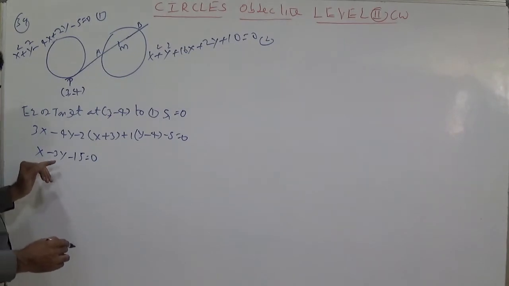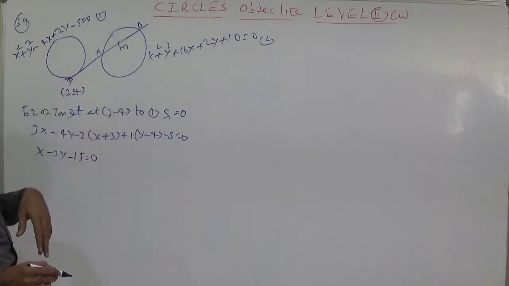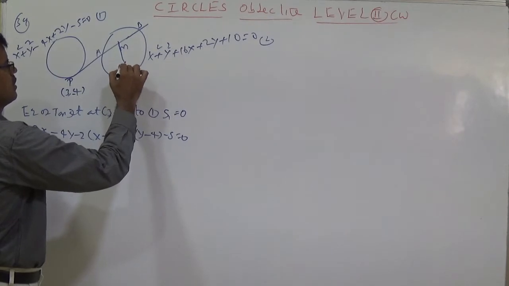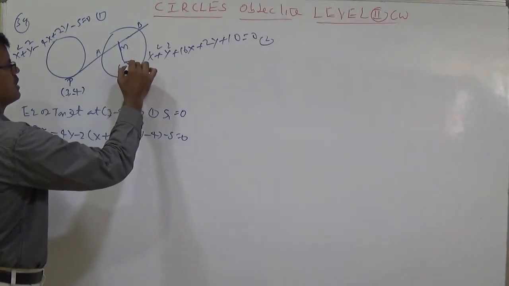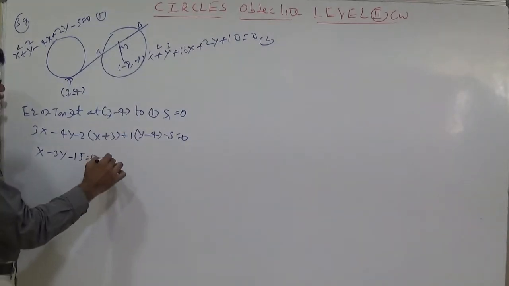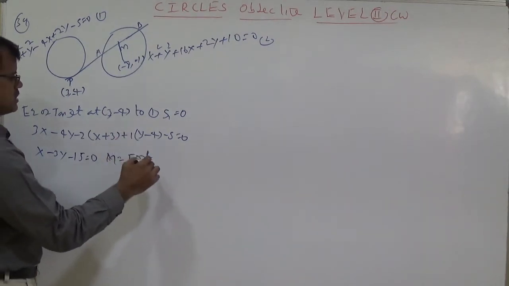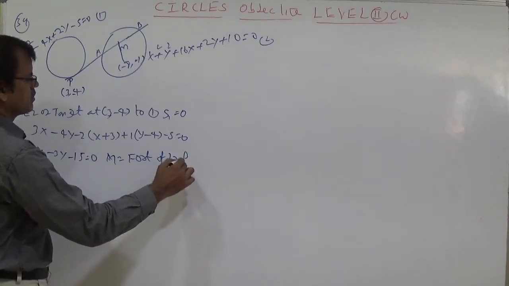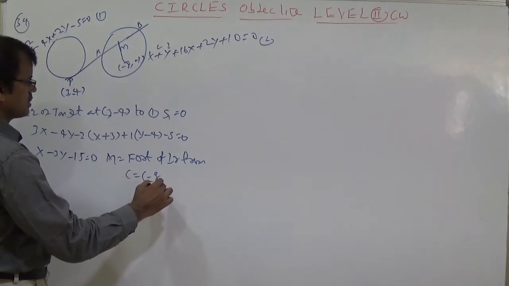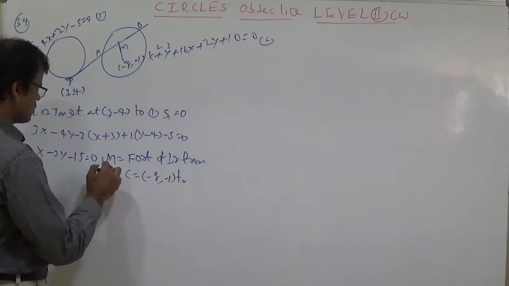This one is x - 3y - 15 = 0. Let the circle meet at two distinct points, with center (-8, -1). So the midpoint M is the foot of the perpendicular: the midpoint of a chord of the tangent is equal to the foot of the perpendicular from the center to the line, that is from C, the second circle center (-8, -1), to this line.